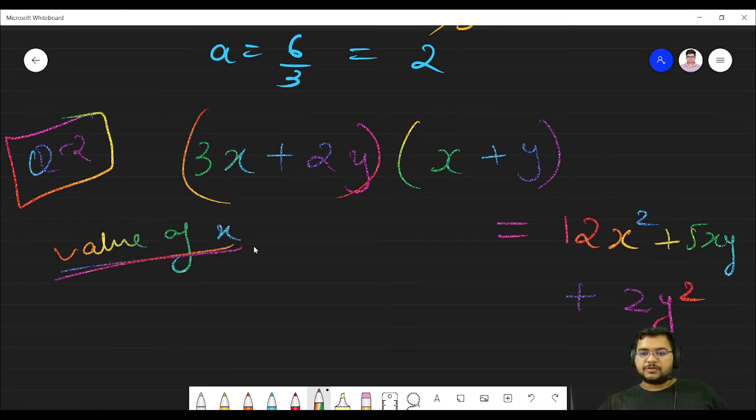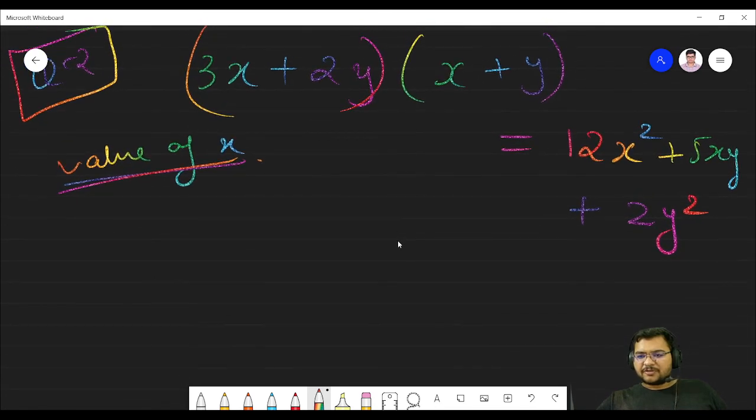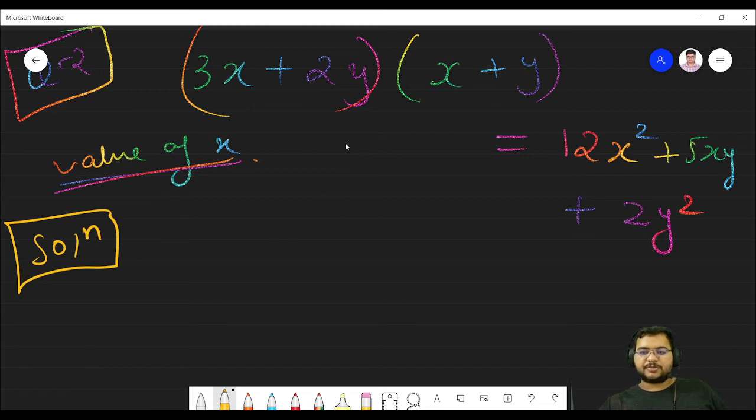So this question seems a little bit tough or difficult, but in reality, it is a very easy question. See, I will reveal the solution as soon as possible. So these are the two expressions given here.